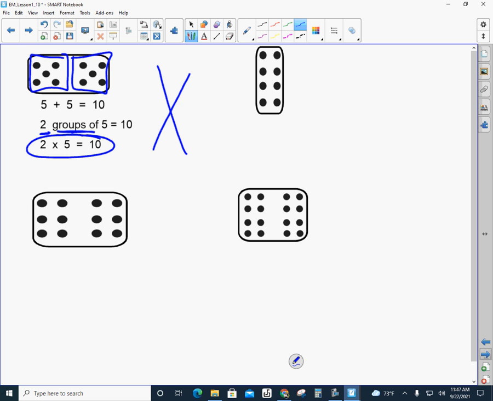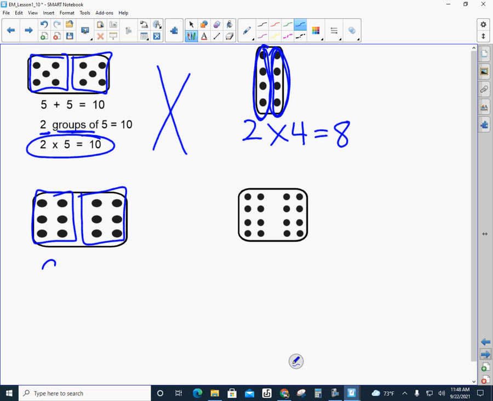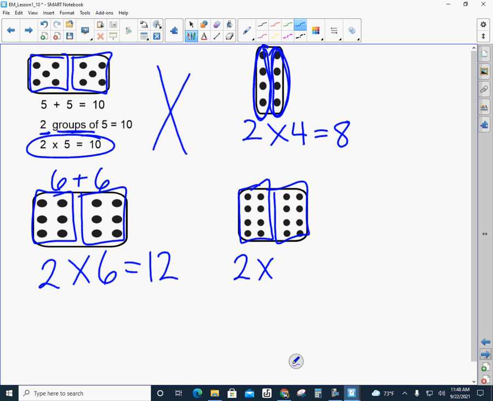Over here, most of the boys and girls saw 2 groups of 4. And they saw 8 because 4 plus 4 is 8. Down here, we saw 2 groups of 6. And 2 groups of 6, 6 over here plus 6 over here equals 12. And here we saw 2 groups of 8, and 8 plus 8 is 16. So what do you notice about each one of these problems?